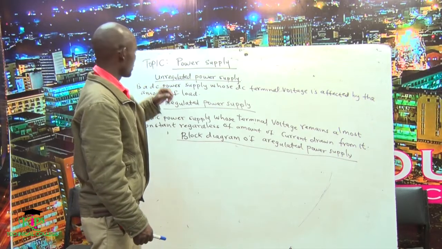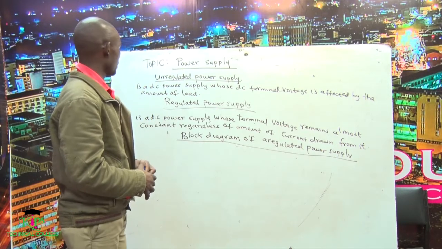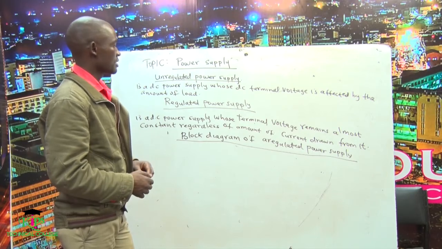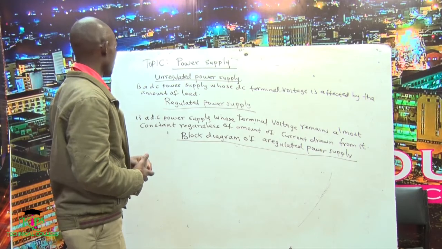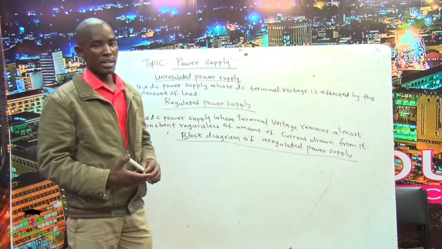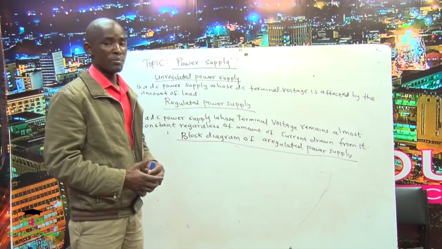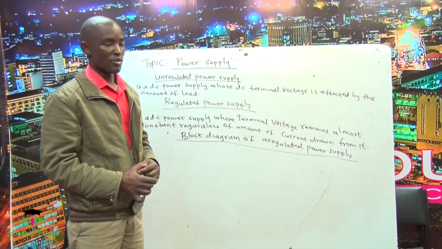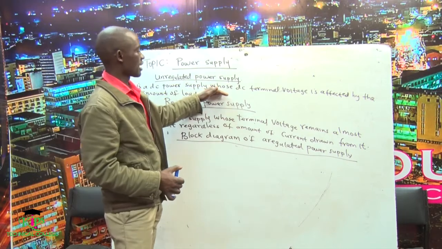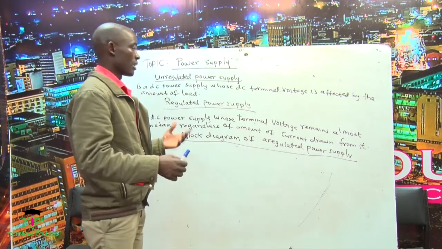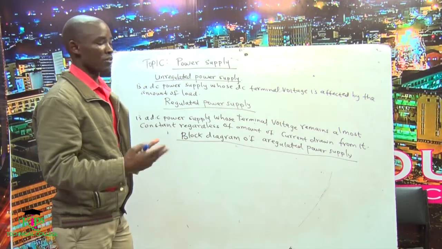In unregulated power supply, like we have said on the board, it is a DC power supply whose DC terminal voltage is affected by the amount of load. Meaning that if the load keeps changing, the terminal voltage will be greatly affected. So we are not receiving a constant voltage at the output depending on the load. So meaning there will be fluctuations.